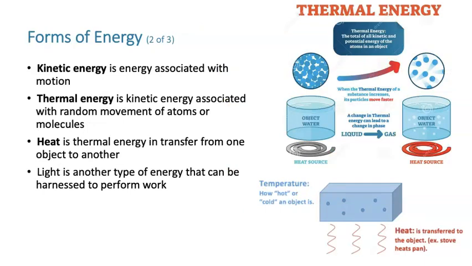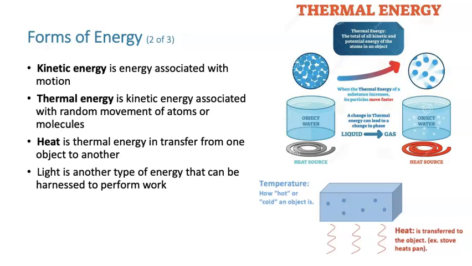I already listed a couple of these for you. Kinetic energy is energy associated with motion. So if something's moving, it's got kinetic energy. You throw a baseball, football, basketball, that ball has kinetic energy. Thermal energy is kinetic energy associated with random movement of atoms and molecules. So, if you think about the molecules as like individual basketballs, right, as they're moving around, and they do move around randomly, that's creating thermal energy. So it is a form of kinetic energy.